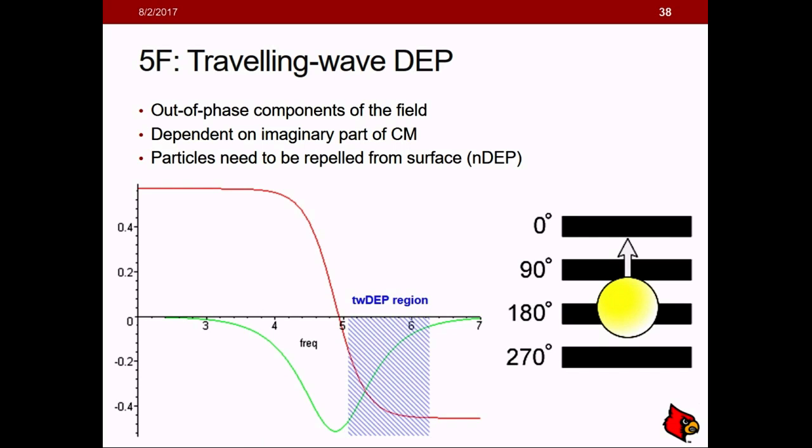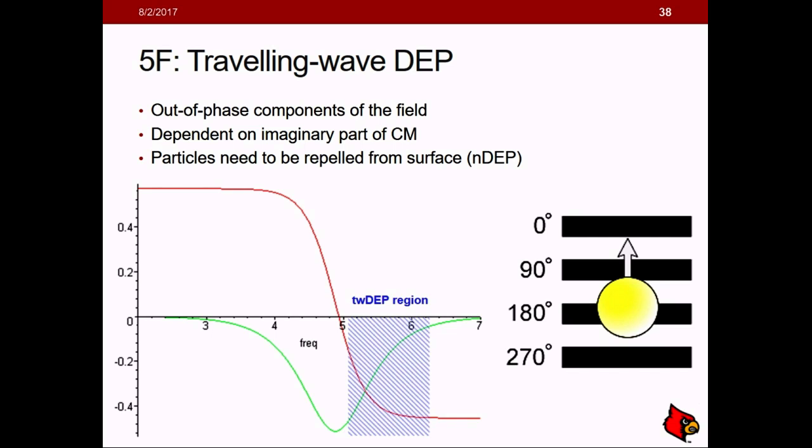Another technique, which we won't go over, but we did in an earlier slide discuss the imaginary part of a Clausius-Mossotti factor. So if you have a traveling wave dielectrophoretic system, you need to take into account the imaginary component of the Clausius-Mossotti factor, and you can perform traveling wave dielectrophoresis.